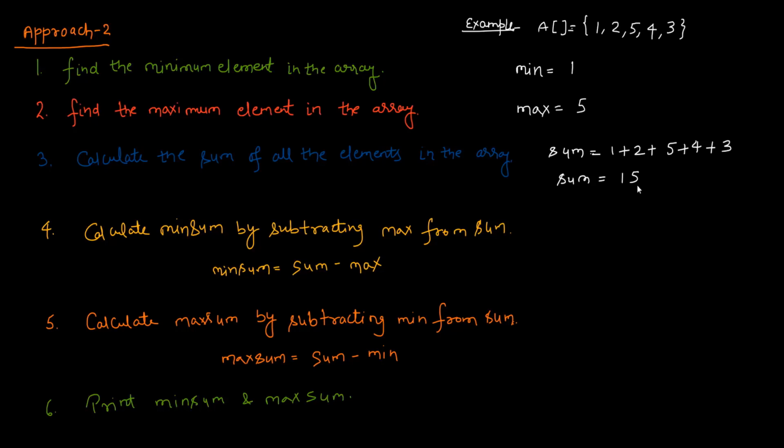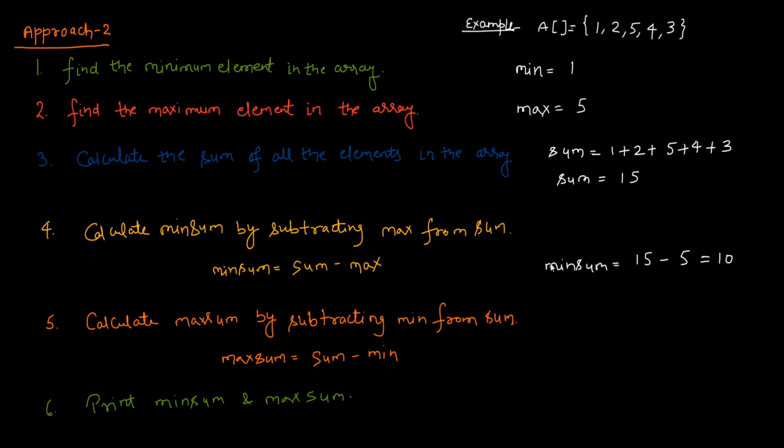So now we'll move to the fourth step. Here the min sum will be equal to sum minus max value, because if we remove the max value, which is a part of this sum, the remaining sum will be the min sum. So 15 minus 5 equals 10. So the min sum will be equal to 10.